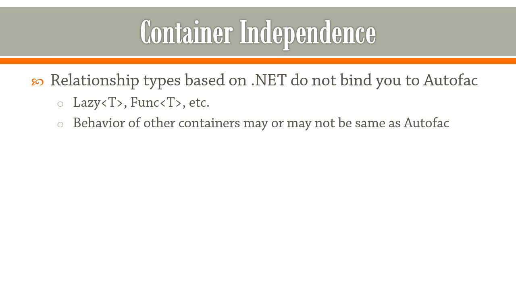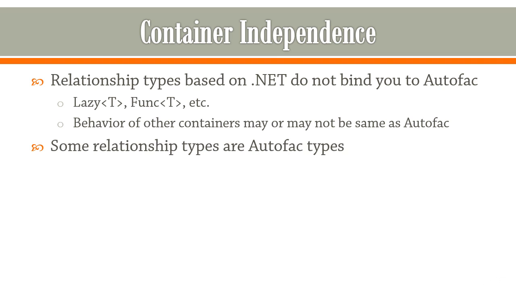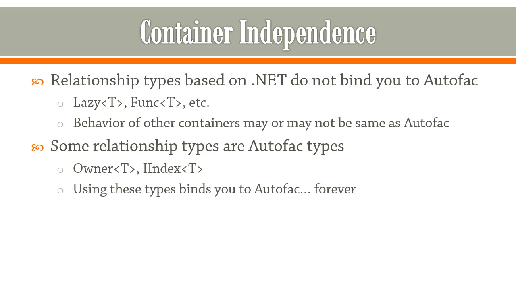You are going to have a problem maybe reconfiguring the containers somehow, because different DI containers work differently, and some of them might not know that Lazy<T> implies lazy instantiation and access to the component. But at least you have this option of just throwing away the Autofac assembly, and everything should be fine in terms of your core domain classes. But some of the relationship types that we've seen, like Owned<T> and Index<T>, these are Autofac types. And so these types kind of bind you to Autofac in the sense that your Autofac support starts leaking into your domain model. And the question is whether you are okay with it.